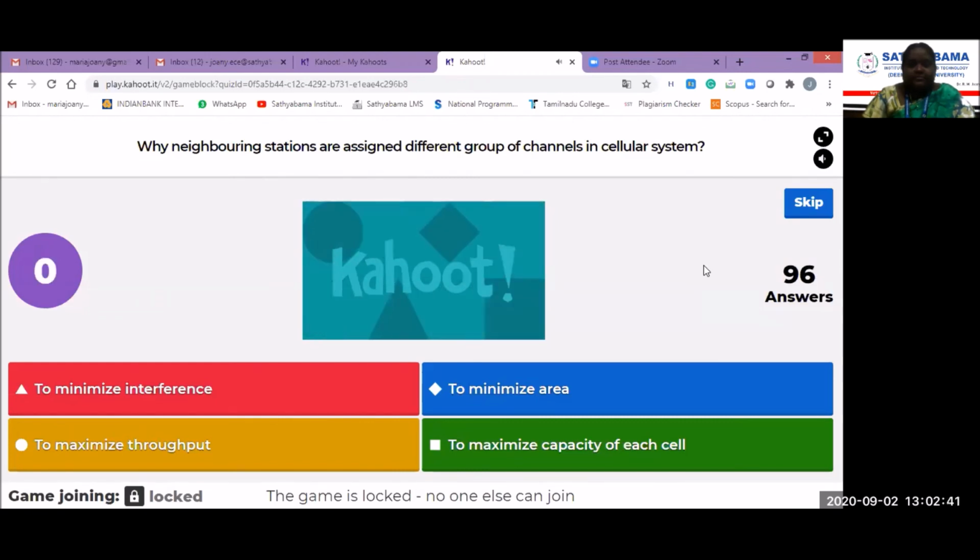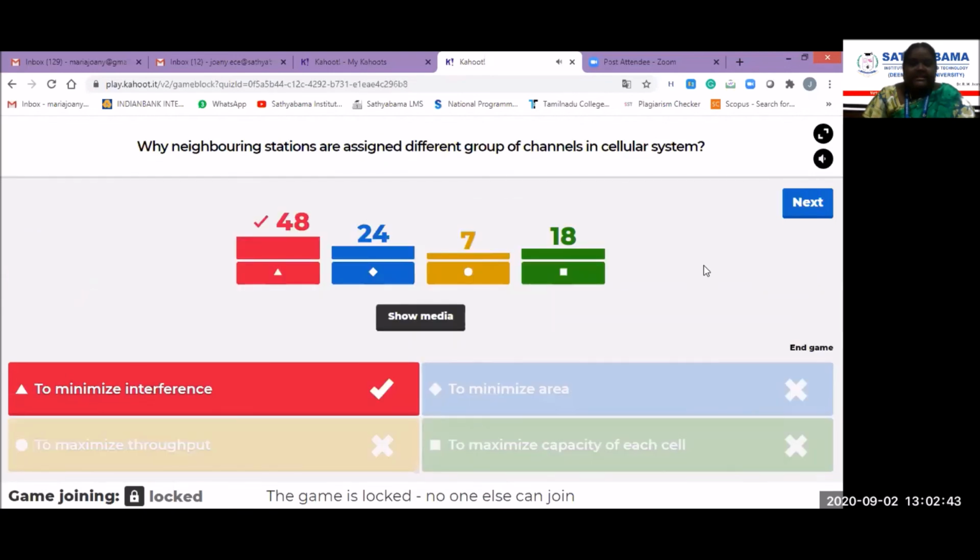That is the last question for the day. So the correct answer is to minimize interference. That is why neighboring stations are assigned different groups of channels, which means that different frequencies are allocated. Neighboring stations are allocated different frequencies.